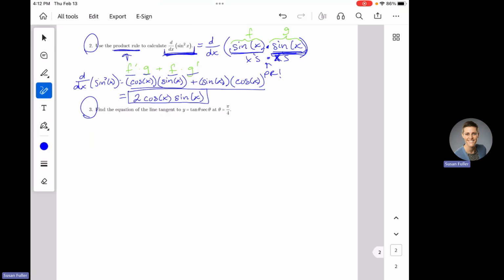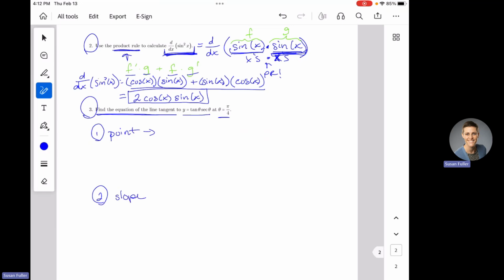All right, and then this last one, find the equation of the line tangent to this function at theta equals pi over 4. Okay, so we are finding the equation of the tangent line. Well, again, the equation of a tangent line is still the equation of a line. So to write the equation of any line, I need two pieces of information. I need a point and I need a slope.